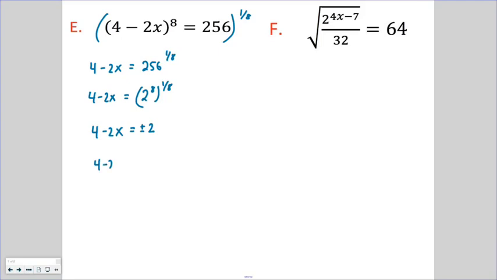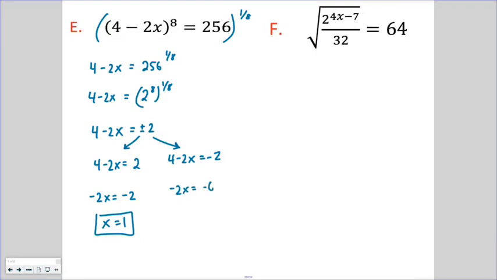So I'm going to have 4 minus 2x equal to positive 2, and 4 minus 2x equal to negative 2, and then I'm going to go about solving for x. So 2 different options because we took an even root. This is going to leave me with negative 2x equal to negative 2. X is equal to 1 in this case. And then over here, x is equal to positive 3. Okay, so 2 values there. X is the base, so we've got to approach it a little bit differently.